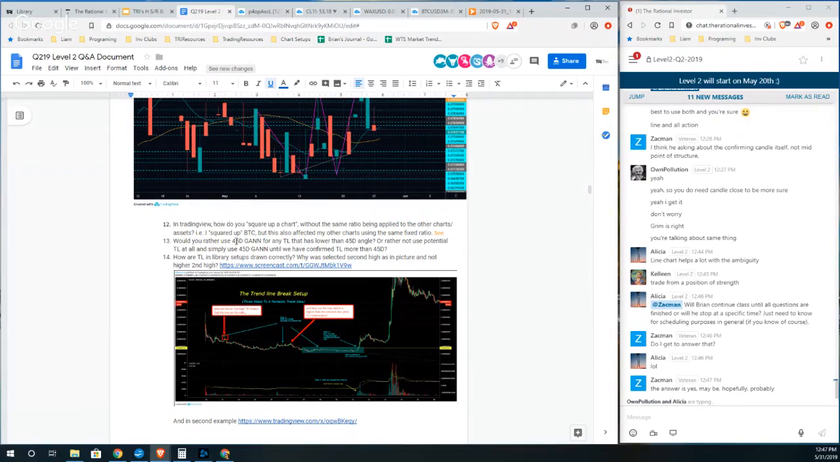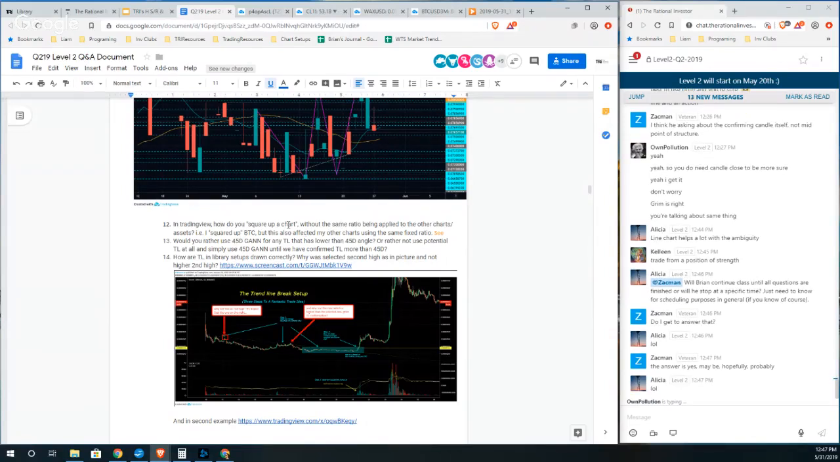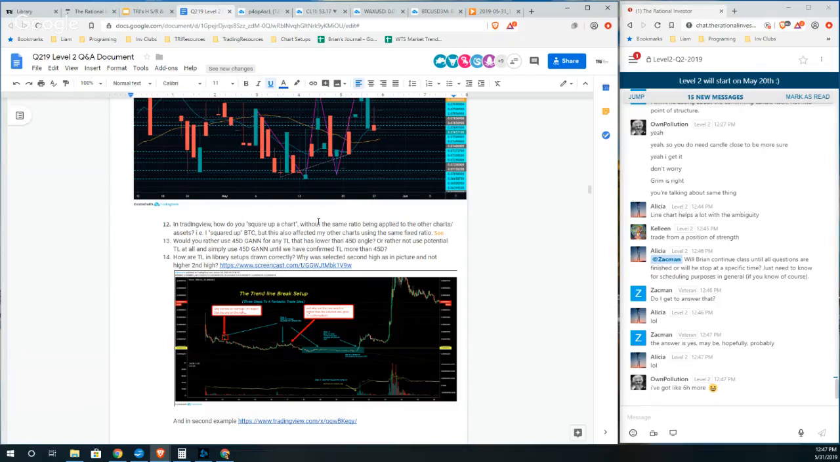Number 12. In TradingView, how do you square up the charts? Okay, well, we talked about that earlier, so that's good. Without the same ratio being applied to the other charts' assets. Yeah, I would suggest you have to use different charts, right?